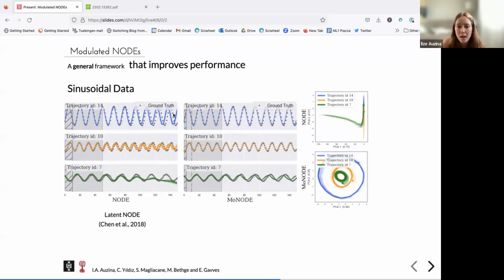While for modulated neural ODE, we can see that the relation or topology of these amplitudes that we observe in data space, so let's say trajectory 14, the blue one, has the highest, while trajectory 7 has the smallest, has now also been captured in the latent space, also explaining why we see such an improved performance of the model.